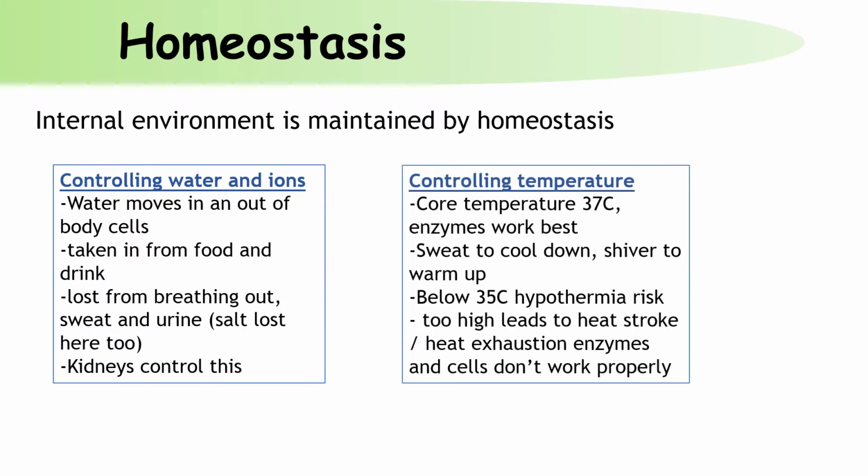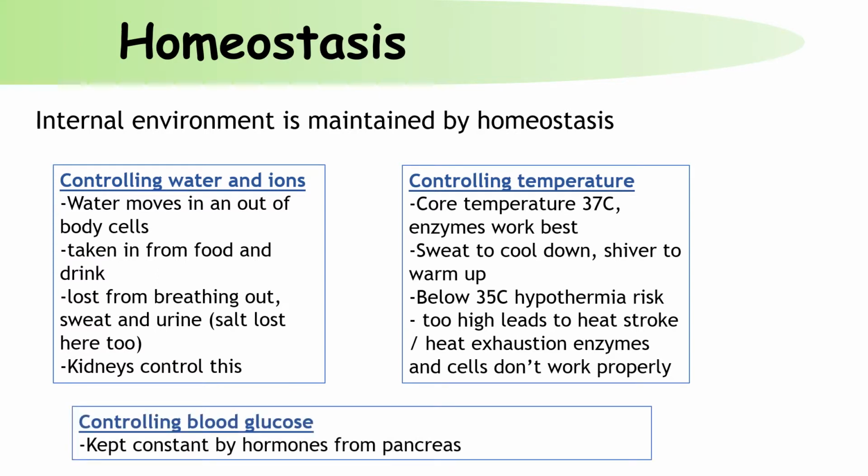The second part of homeostasis, which you could be asked about, is controlling body temperature. Core body temperature is always at 37 degrees, as this is the temperature that enzymes work best at. The main way that we cool down is by sweating, as the sweat takes heat from the body by evaporation. If we're too cold, we can begin shivering, which causes muscles to contract, which generates heat by respiration. Blood glucose is controlled by the hormone insulin, which is produced by the pancreas.